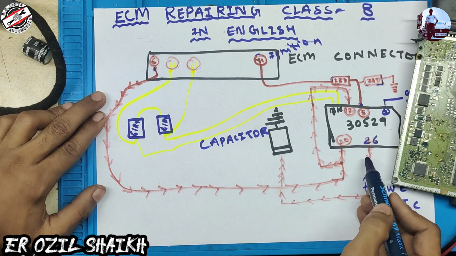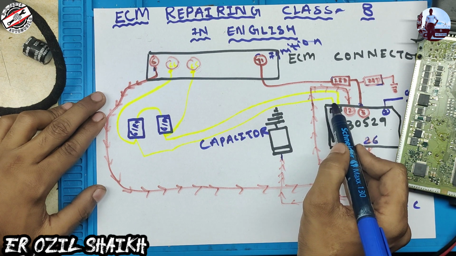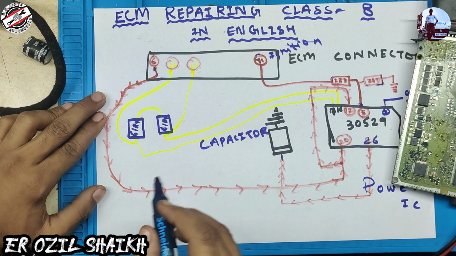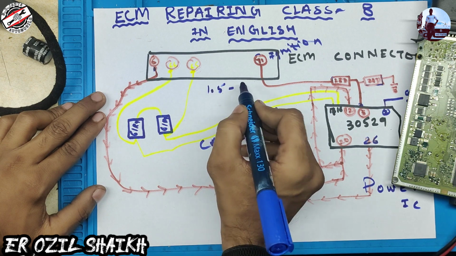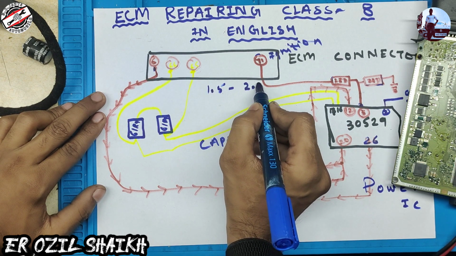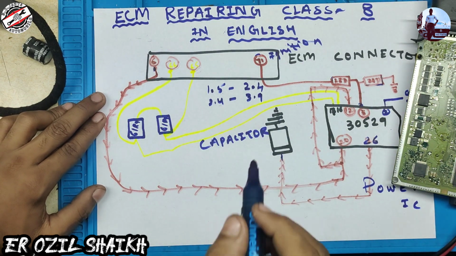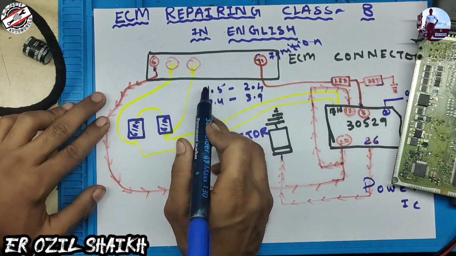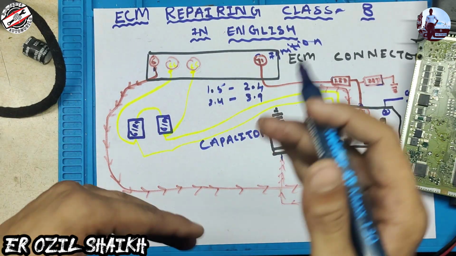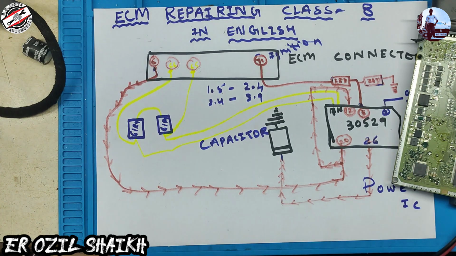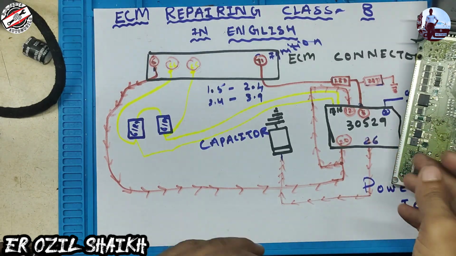When we get this 5 volts, at that time CAN low and CAN high are created here. In this ECM, CAN low should be 1.5 to 2.4 and CAN high 3.9. When this voltage shows in your ECM, it means your ECM is okay, and we have to work further. So guys, now I will trace out the ECM, how it comes inside and how it travels.